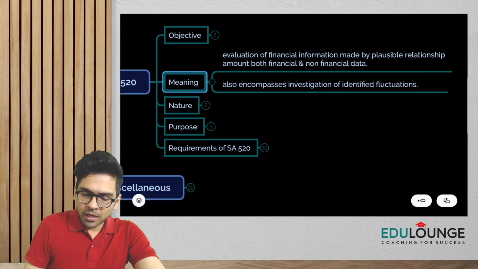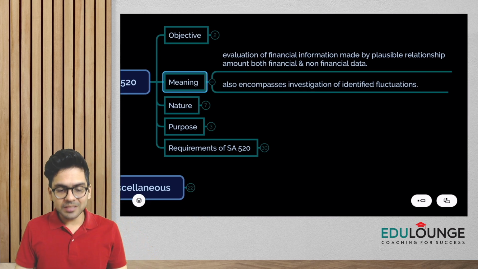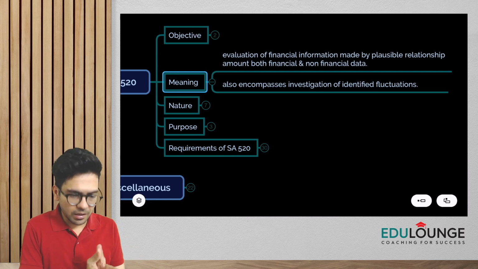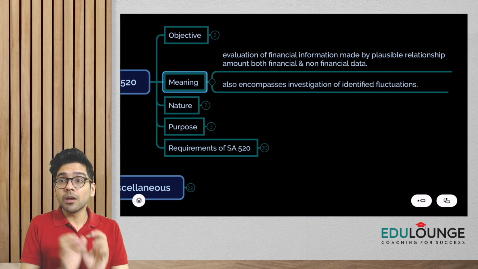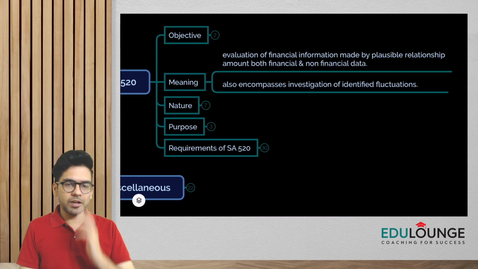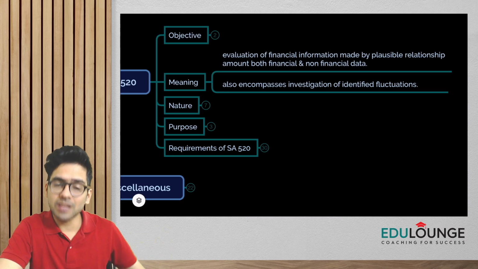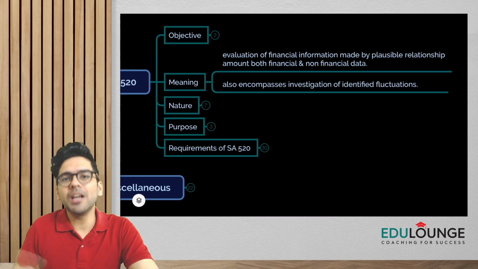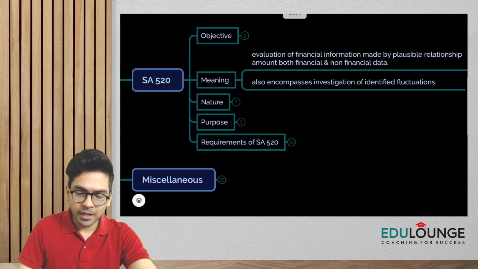Now one more aspect of analytical procedure which you all have to understand is that it doesn't mean only that you have to calculate ratios and do comparisons. When you calculate ratios and make comparisons, when there is huge fluctuation, you have to investigate the identified fluctuation. You have to ask them the reasons. Why is traveling expenditure so high this year as compared to last year? So you have to investigate the identified fluctuation also. This is also part of analytical procedure. Okay, I hope this is clear.